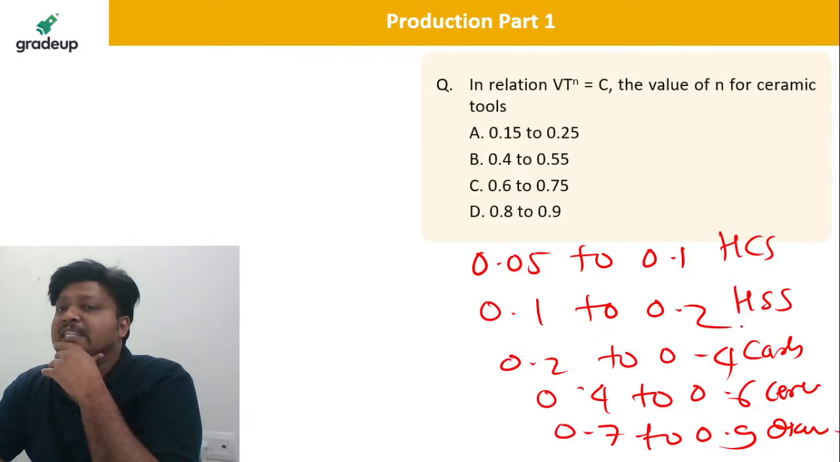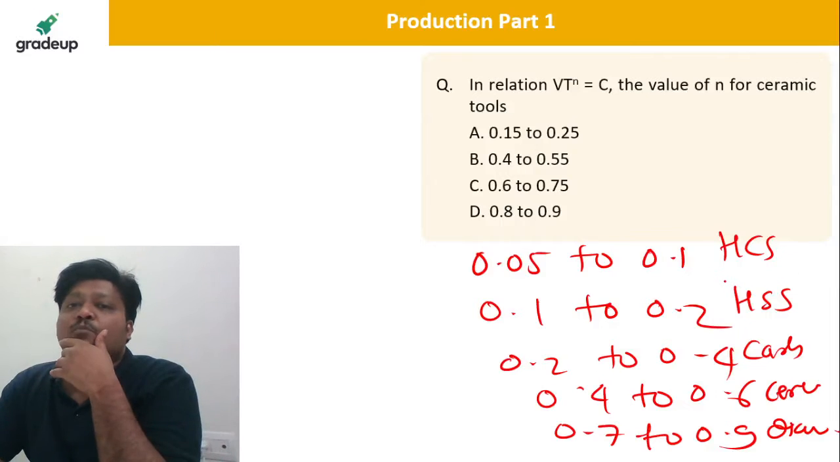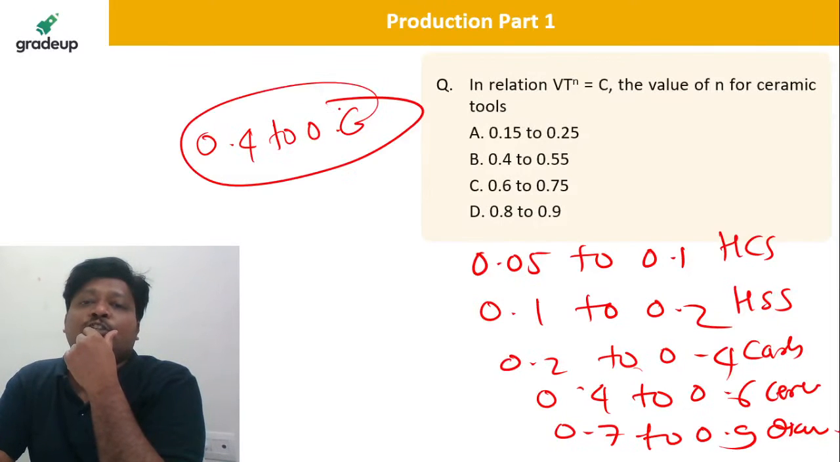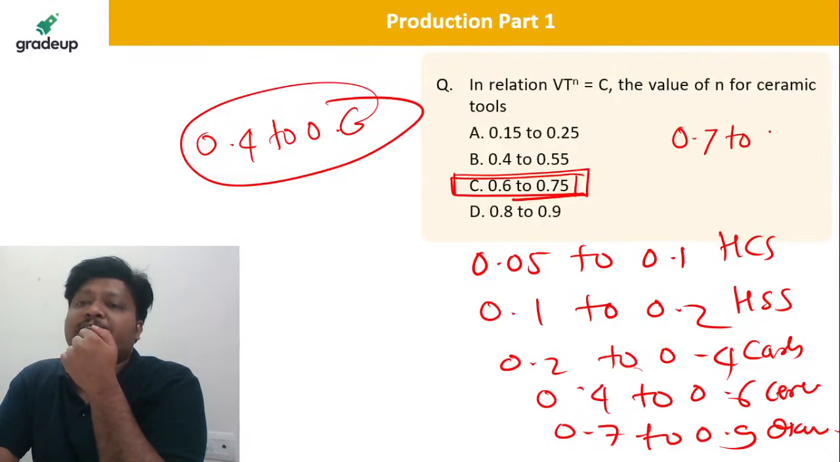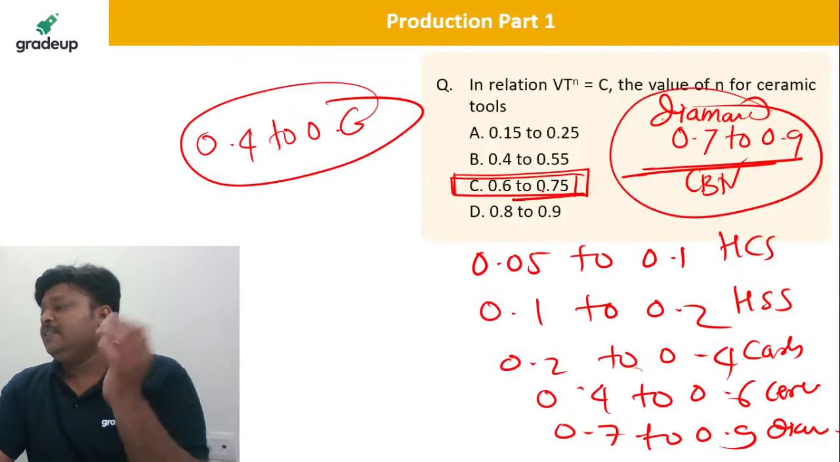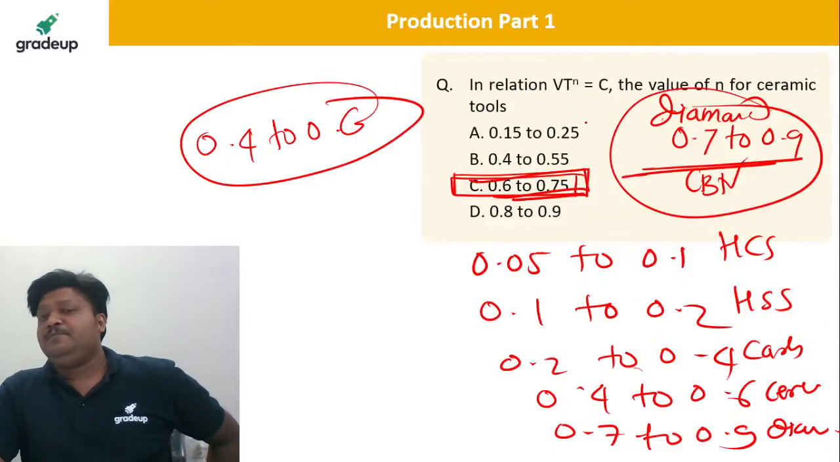What is the correct answer? For the ceramics it is generally 0.4 to 0.6, dear. If you take 0.6 to 0.7, that is okay, because from 0.7 to 0.9 we use it for the diamond and CBN, diamond and cubic boron nitride. So 0.6 to 0.75, that is very much clear.